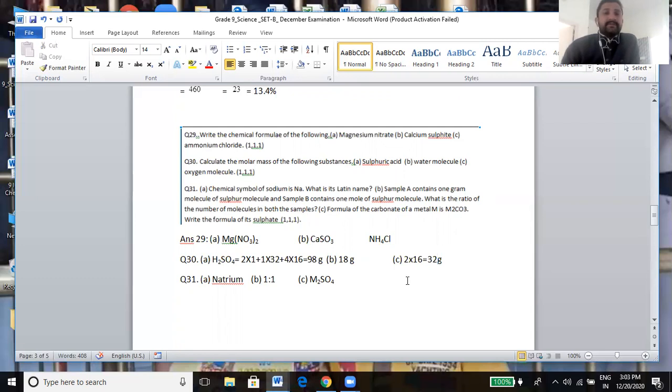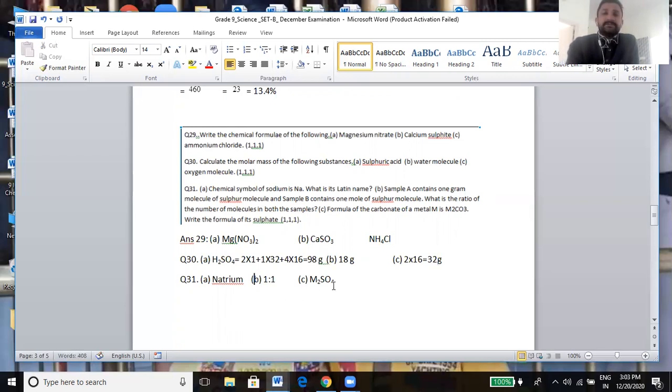Next, question number 31. Chemical symbol of sodium is Na. Then what is the Latin name? Its name will be natrium. Sample A contains 1 gram molecule of sulfur molecule and sample B contains 1 mole of sulfur molecule. The ratio will be 1:1.